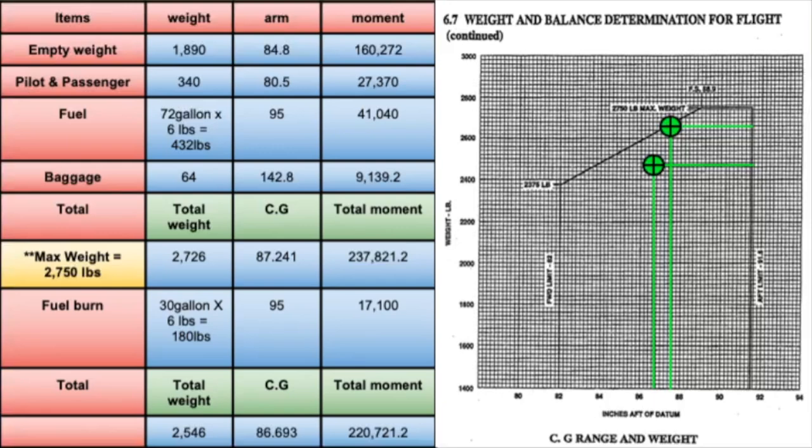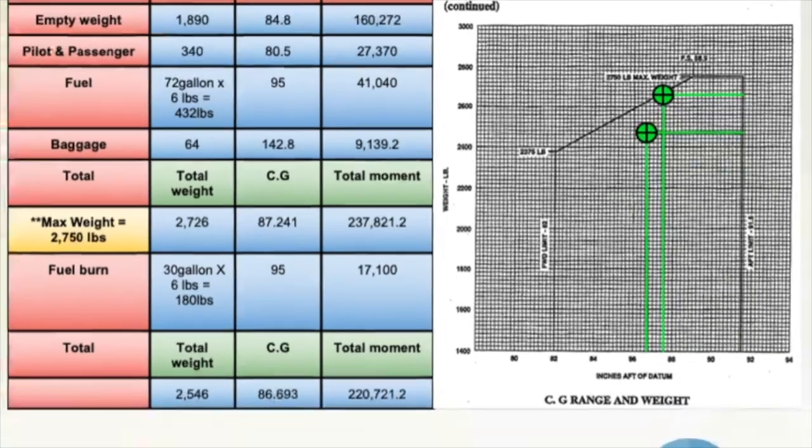And I'm going to go now to the envelope again. And I'm going to check if I'm still inside the limits for landing. So that's my second green point. It is still inside the envelope. That means we're good to go.